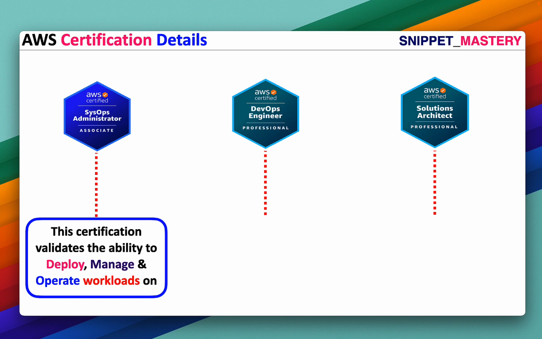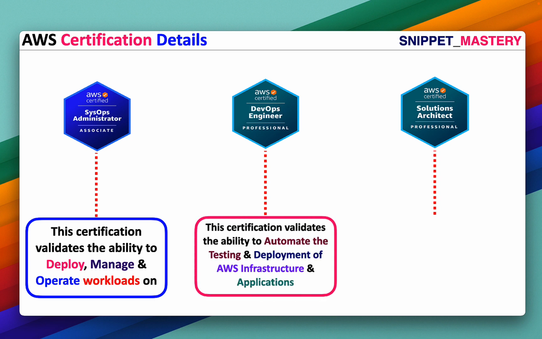AWS Certified DevOps Engineer Professional, as I said, is a more advanced certification. It's more complex as well. So this certification validates the ability to automate the testing and deployment of AWS infrastructure and applications. So you'll be working more closely with the entire AWS infrastructure and also the applications, and you'll also be the solutions provider for it. So you need to have more intense knowledge of that specific area.